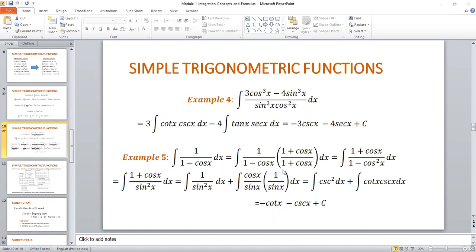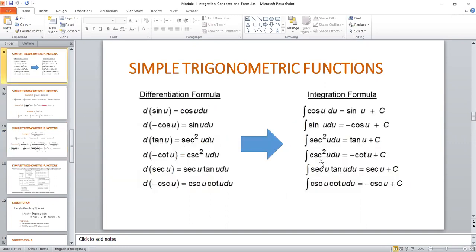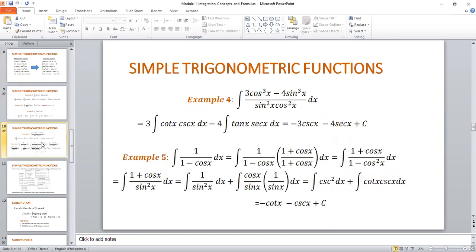Questions? So far, as a review, we've discussed the application of these integration formulas together with previous knowledge on identities. Okay? And of course, mathematical manipulation in the case of this one. Now, any question? Okay, I'll stop sharing.